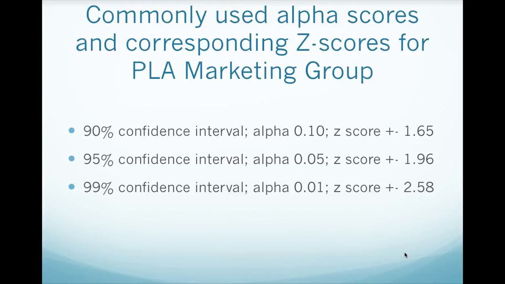So these are the commonly used alpha scores and corresponding z-scores for our PLA Marketing group, but they are also common z-scores for anyone who's trying to calculate a confidence interval. For a 90% confidence interval, the alpha would be 0.10 and the z-score would be plus or minus 1.65. For a 95% confidence interval, alpha would be 0.05 with a z-score of plus or minus 1.96. And for a 99% confidence interval, alpha would be 0.01 with a z-score of plus or minus 2.58.